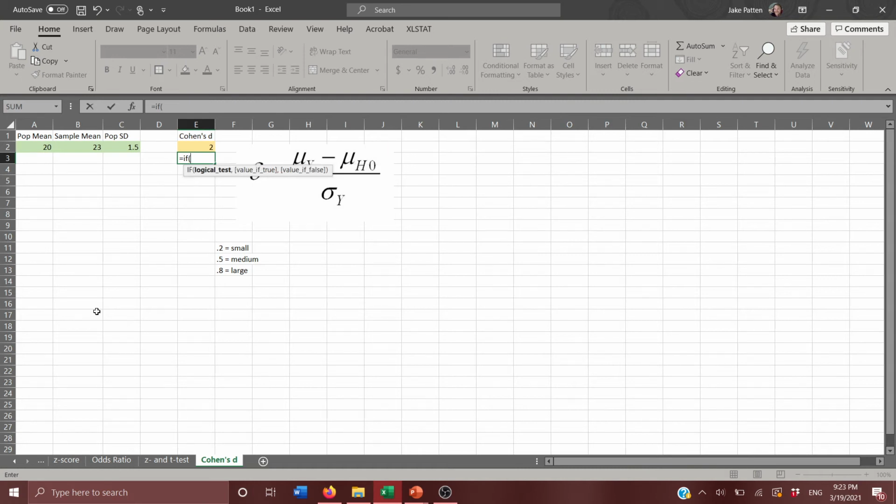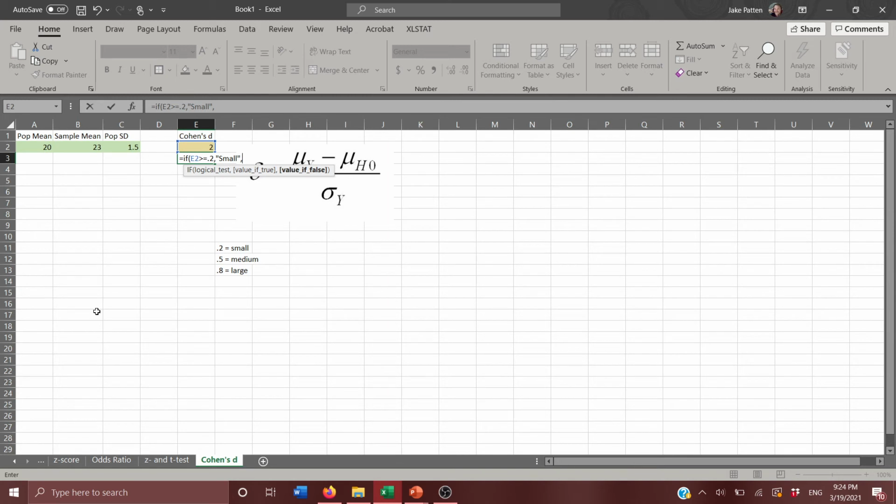So here's what we're going to do. We are going to say if cell E2 is greater than or equal to 0.2, then we're going to put in parentheses "small". So this should output the word small if this is true. And now it wants to know the value if this is false.